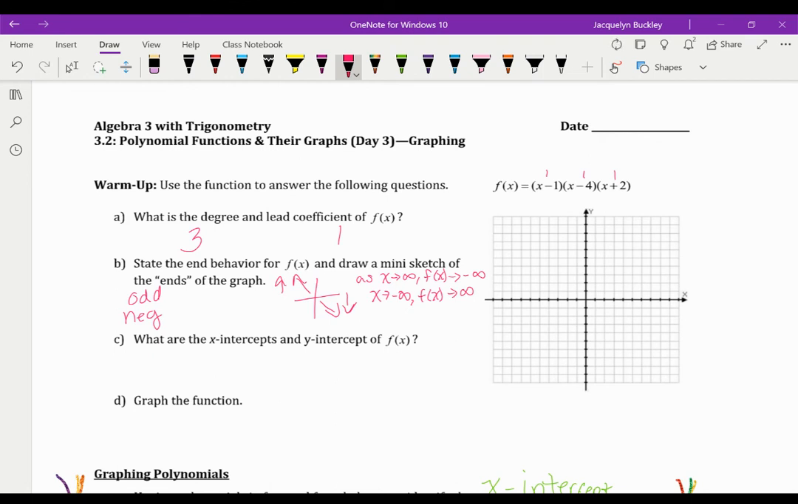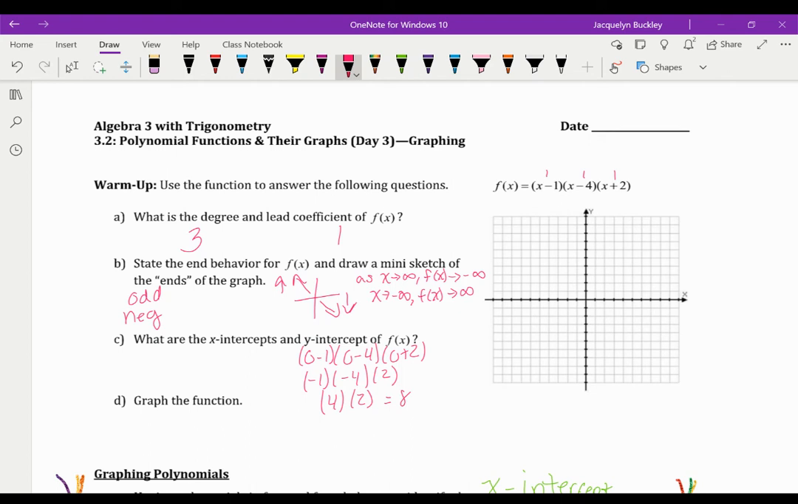Okay? To find the x and y intercepts, you're just going to go ahead and solve. So because it's already in factored form, it's really helpful to find the y-intercept. I put in a 0, so 0 minus 1 times 0 minus 4 times 0 plus 2. Okay. This I get negative 1 times negative 4 times 2. This will give me 4 times 2, which is 8.